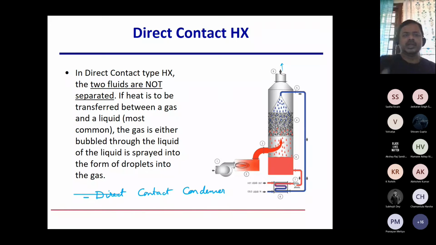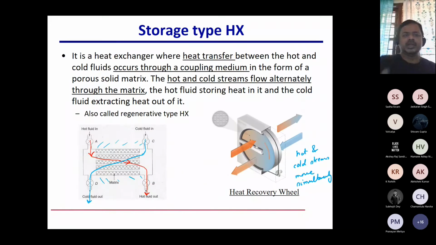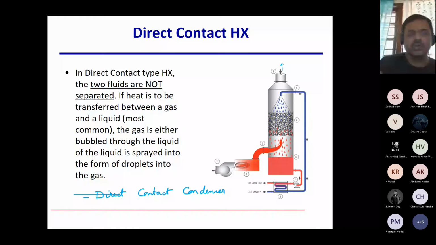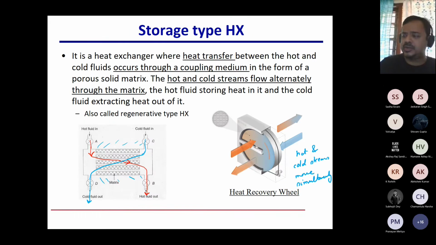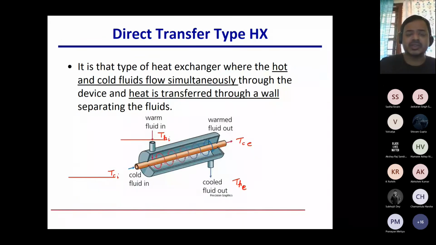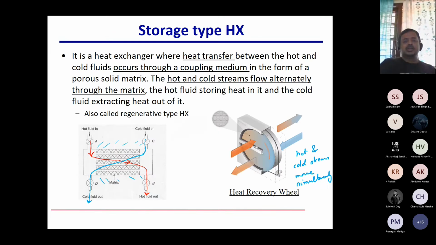All right. So this storage type and direct contact type, this is good enough for you to know what they are. If somebody asks you in an interview what you mean by a storage type heat exchanger, you should be able to tell them. But in terms of further construction, analysis, details, we are not going to cover that as part of this course. Our focus will be on this one, which is the direct transfer type heat exchanger. Direct transfer, direct contact. The names are very similar and close, but they mean completely different things. So, three types of heat exchangers.